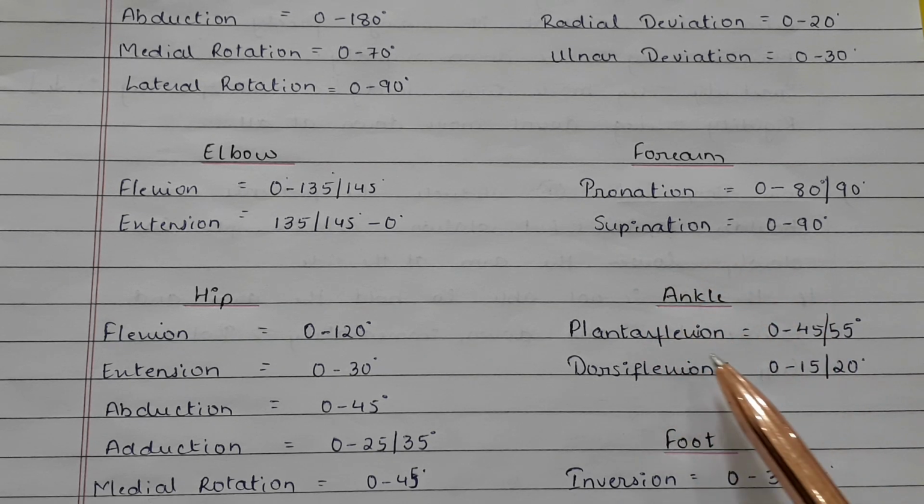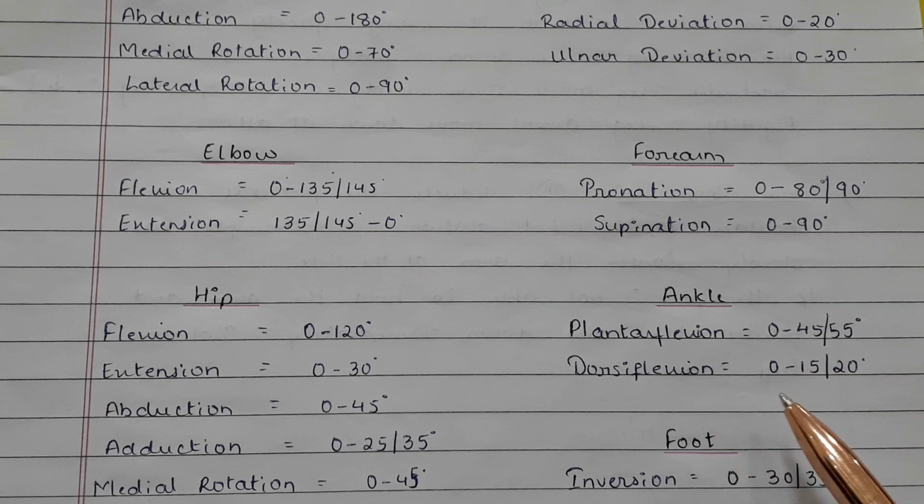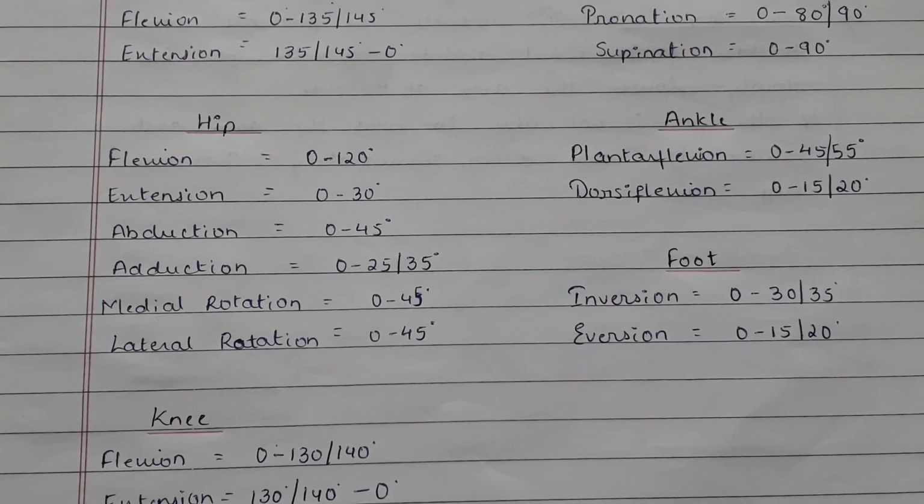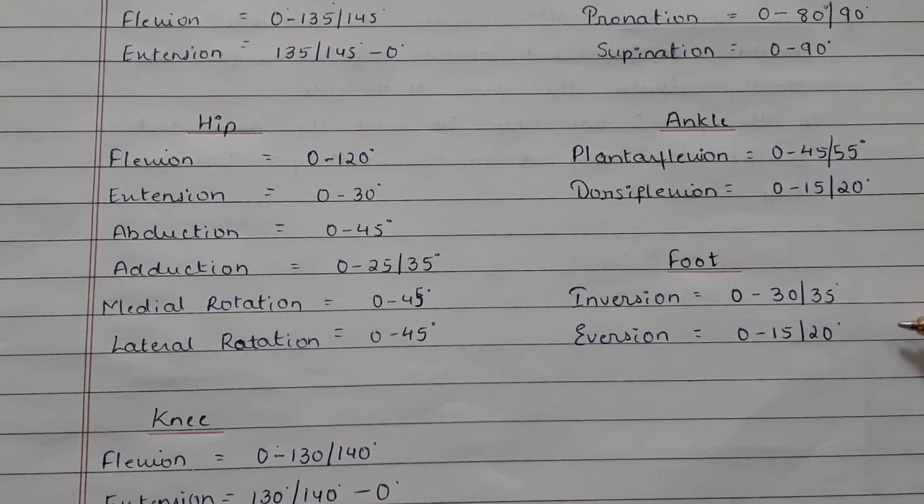Ankle plantar flexion 0 to 45 or up to 55 degree, ankle dorsiflexion 0 to 15 or up to 20 degree. Foot inversion 0 to 30 or up to 35 degree, foot eversion 0 to 15 or up to 20 degree.